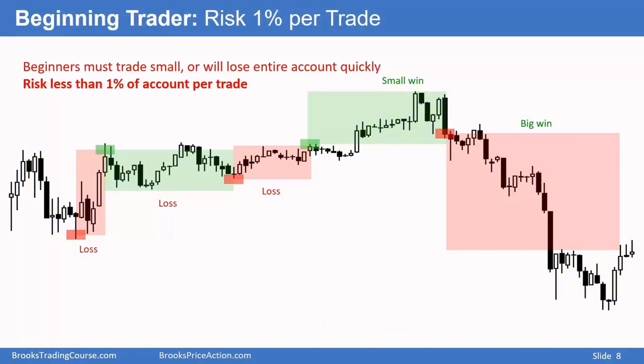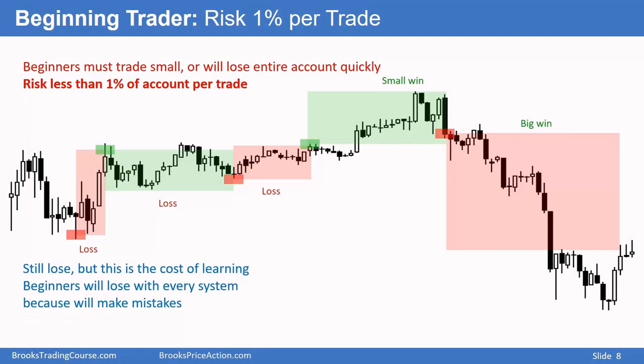Any system that a beginner trades, he should trade small, because that will reduce the chances of him losing his account. In general, if a beginner can trade small enough to risk 1% of his account on each trade, that is a good starting point. For example, if you have a $10,000 account, try to risk $100 or so on each trade and not more or not much more.